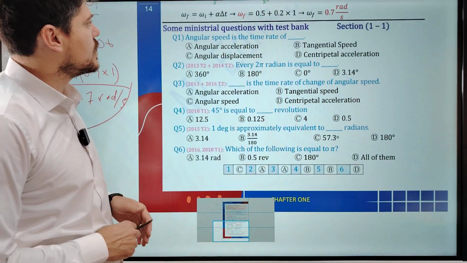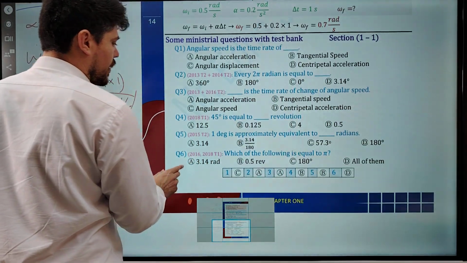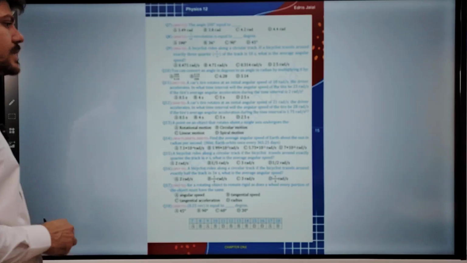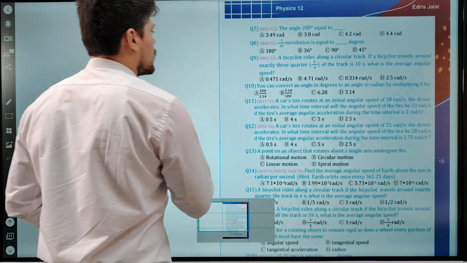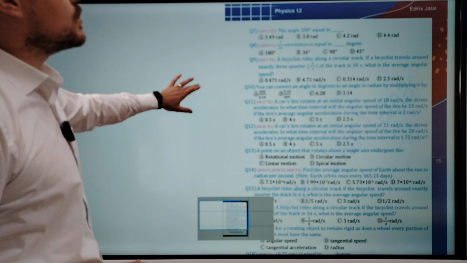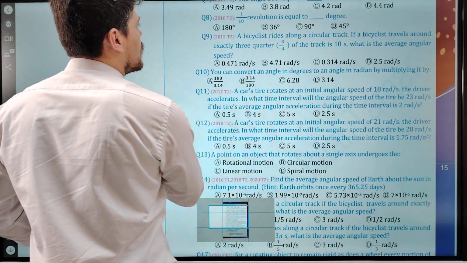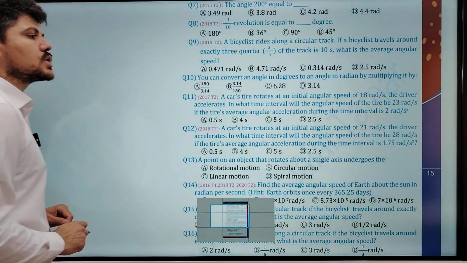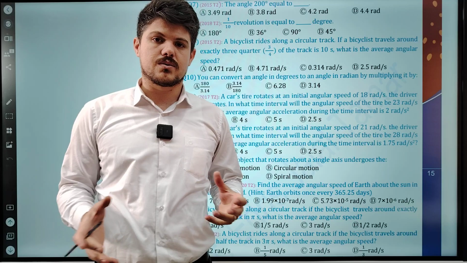Okay, so that is all for today, and we finished section 1. I recommend you solve all the ministerial questions related to section 1, because after the end of each section I solved them and wrote many Wizari exam questions for the students. Thank you for listening and I hope you benefited from my lesson.